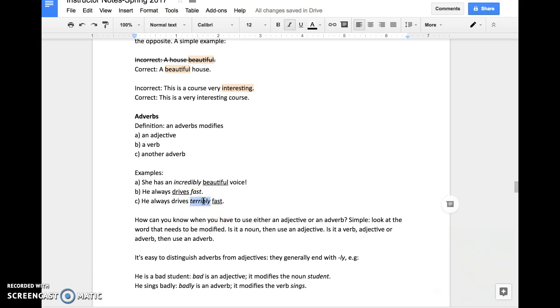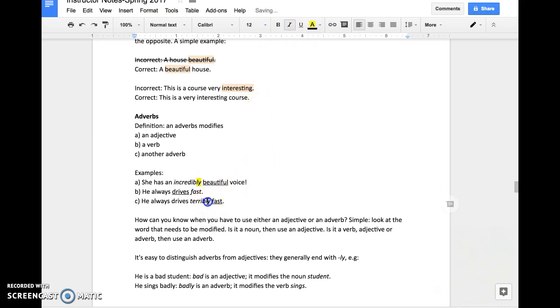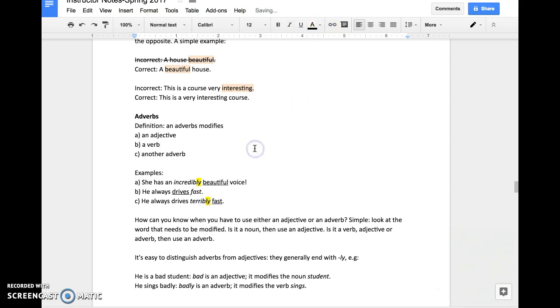So terribly is your adverb. Most often, or a lot of times, the way you can tell an adverb is many of them end in ly. Not all of them, but that's a good way to kind of tell. If it ends in ly, it's an adverb. It's explaining, most often, a verb, how the verb is being done. She walked slowly. She climbed quickly. So that ly at the end is an adverb.